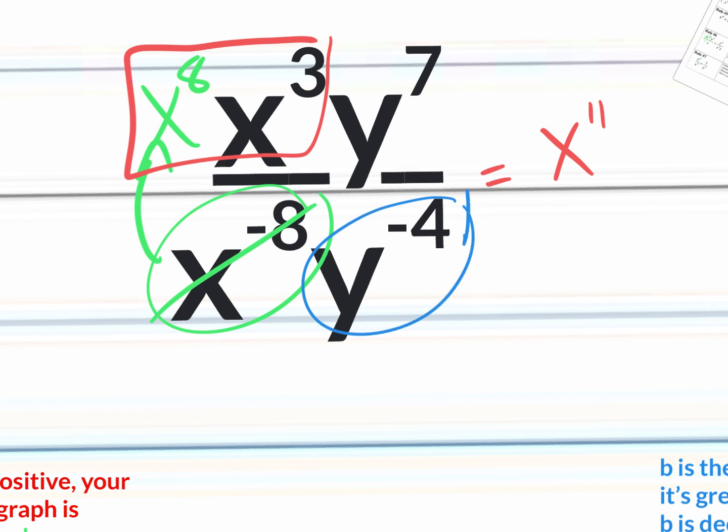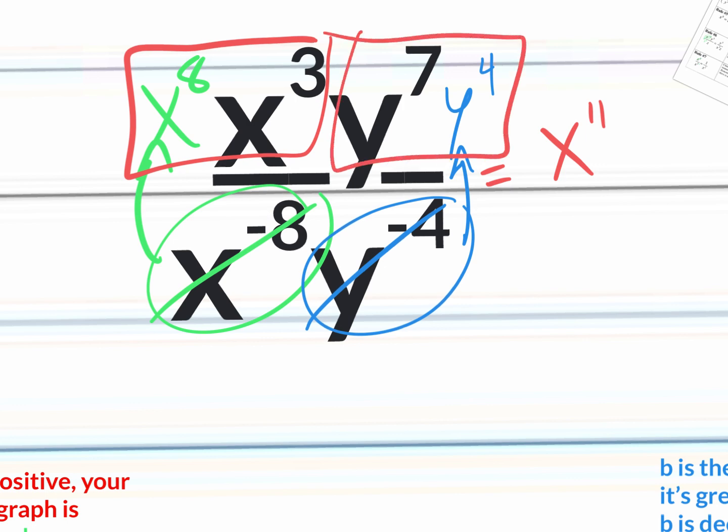You have to move it up before anything, and it becomes y to the positive 4. It's no longer on the bottom. So up here now you have y to the 7th times y to the 4th. That's rule 1 of exponents. What is that? Y to the what? 11th also. And there is your final answer.